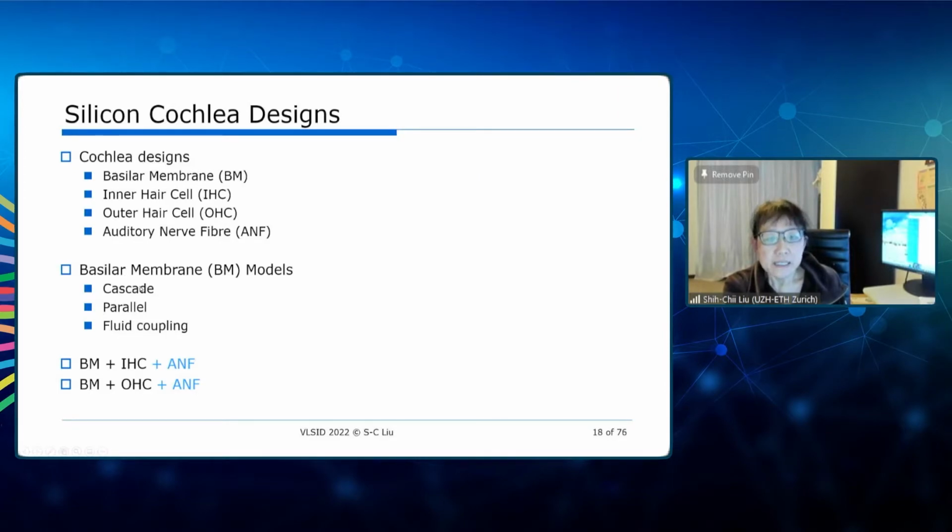Either you get a cascaded set of bandpass filters, a parallel set of bandpass filters, or you implement circuits that also model the fluid coupling that you get between the membrane and the fluid. And the later designs implement the basilar membrane, the inner hair cell, and also a model of the auditory nerve fiber. And there are also designs that implement the basilar membrane, the outer hair cell, and the auditory nerve fiber.